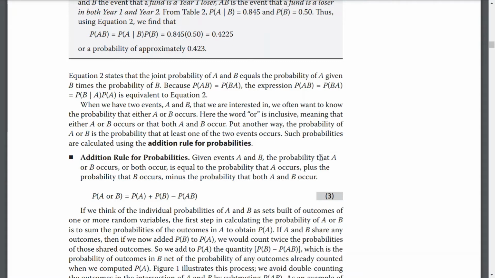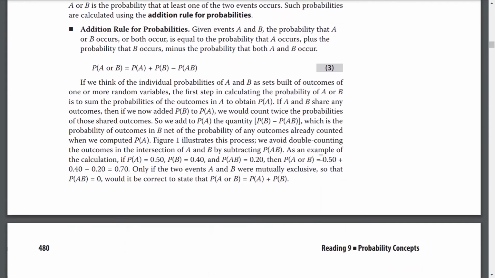Addition rule for probabilities. Given events A and B, the probability that A or B occurs, or both occur, is equal to the probability that A occurs plus the probability that B occurs minus the probability that both A and B occur. So the probability of A or B is equal to probability A plus probability B minus probability A and B.